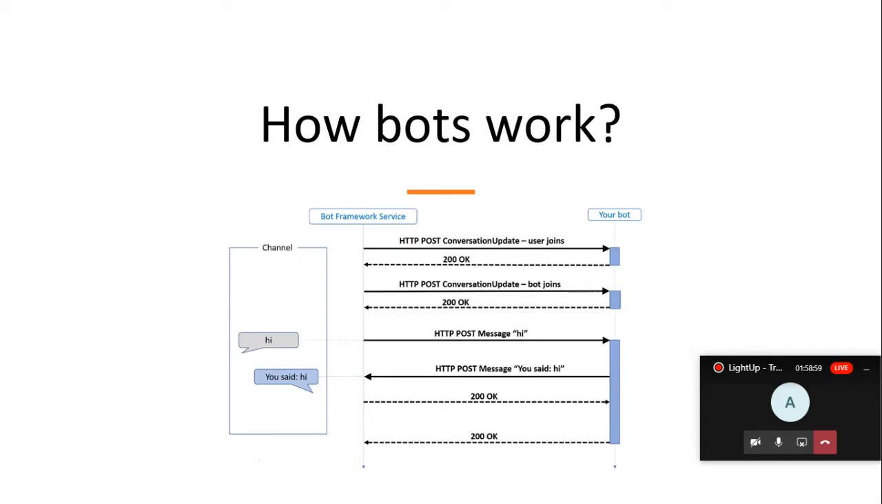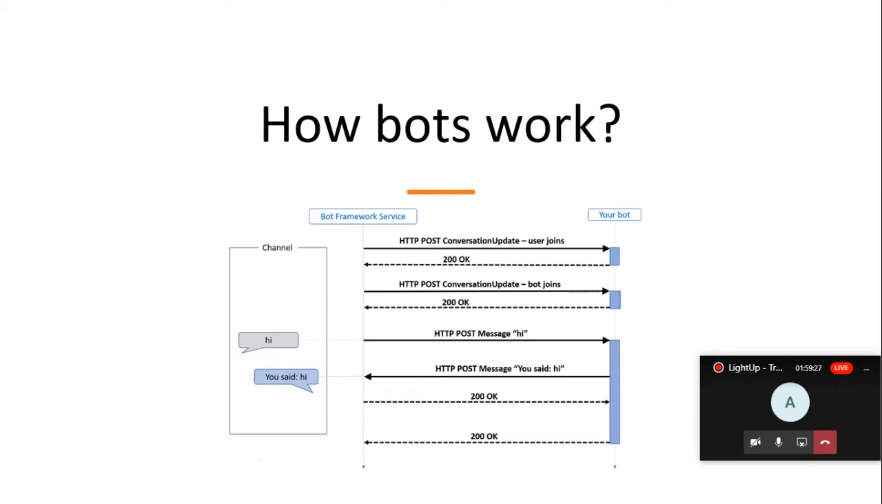These are a few HTTP messages which go to and fro between the framework service and the bot. All these messages, in terms of bots, are known as activities. Whenever a message exchange happens, we simply call it an activity taking place between both systems. And activities can be of two types: one can be the conversation update and another one the message activity.